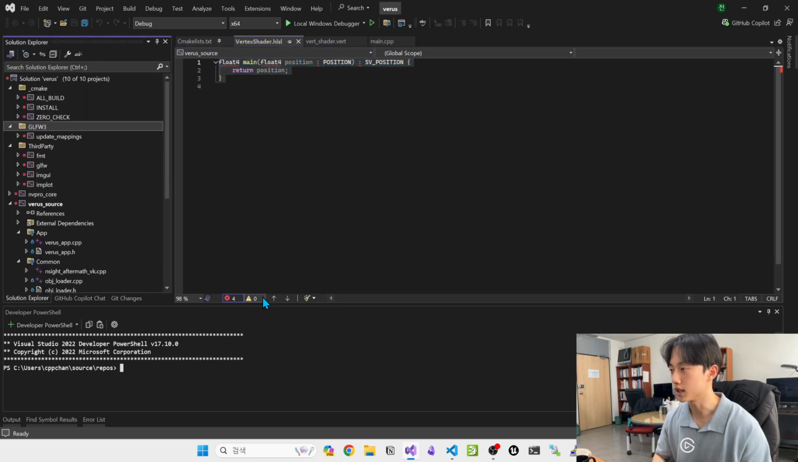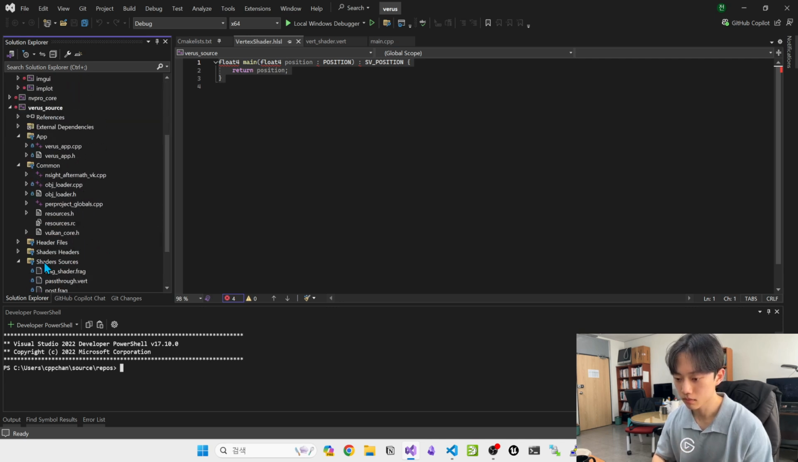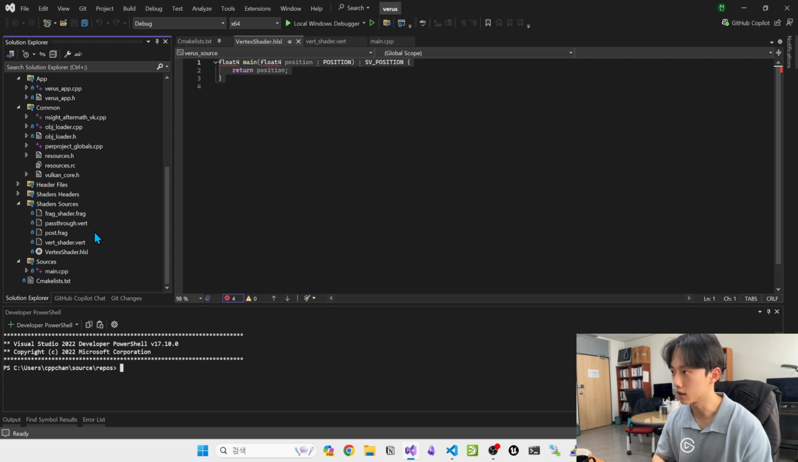I can use GLSL right now. So I'm going to stick with GLSL just for right now, and then let's apply the HLSL usage later on in the application stage.